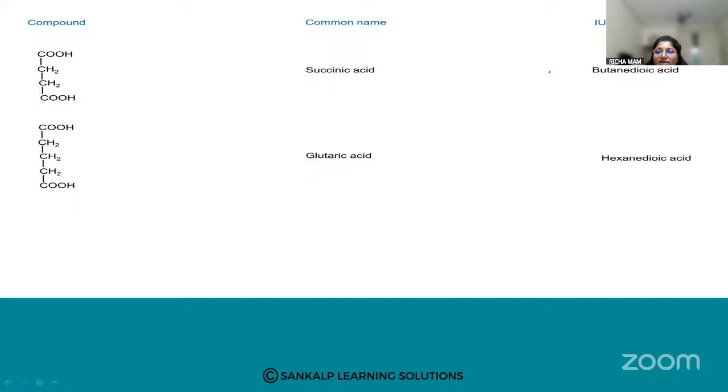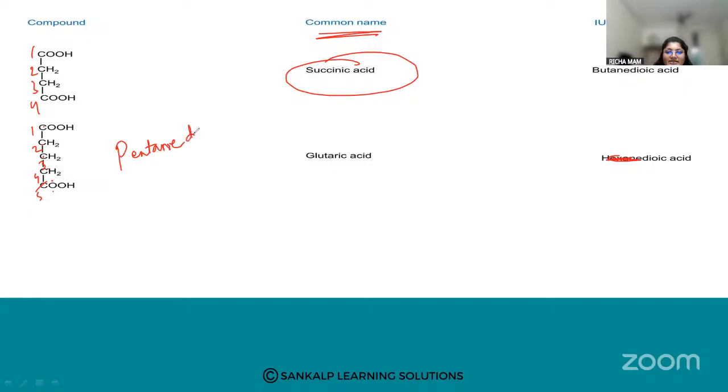Similarly, a few more. You can see the number of carbon atoms is 1, 2, 3, 4. So it is butane dioic acid. The common name is succinic acid. And this is 1, 2, 3, 4, 5. It is glutaric acid. It is not hexane, there are five carbons, so it is pentane dioic acid, because there are five carbons.